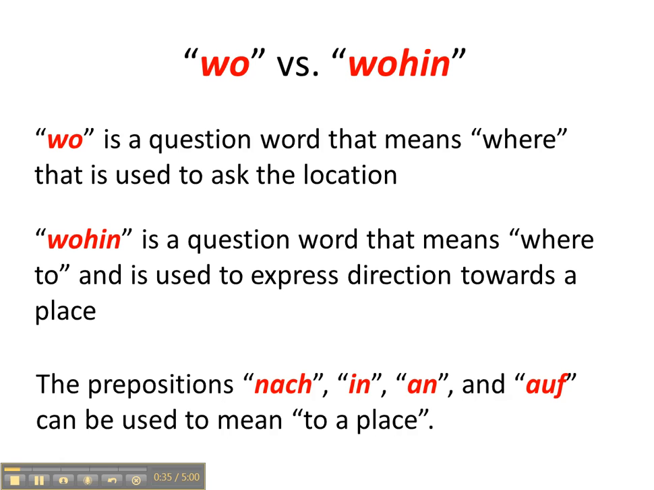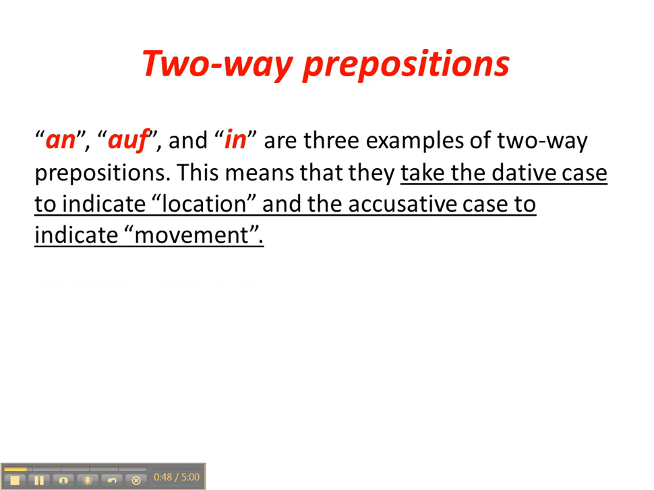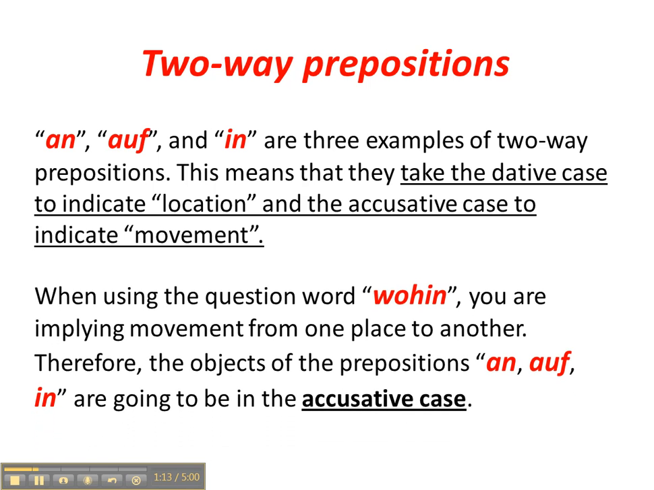Okay. The prepositions nach, in, an, and auf can be used with these two question words to mean to a place. Okay, so quick word about two-way prepositions, and if you want further clarification of this, you can see our video over it. An, auf, and in are three examples of two-way prepositions, or in German called Wechselpräpositionen. This means that they can take both the dative case to indicate where something is located at, or they can use the accusative case to indicate where you're going to. So you can see how it applies to our topic today.